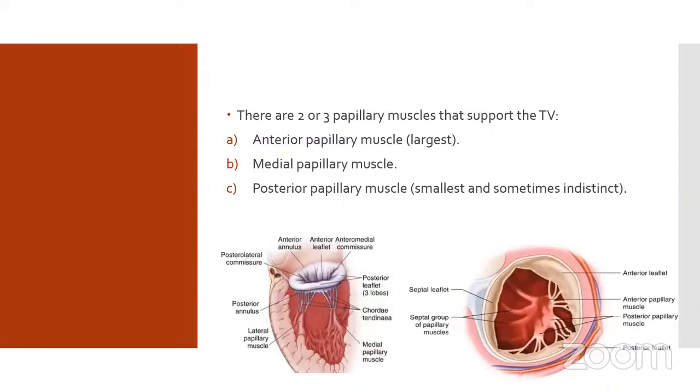There are three papillary muscles that support the tricuspid valve. This is the papillary muscle. The anterior papillary muscle, which is the largest, arises from the moderator band and supports the anterior leaflet of the valve and the zone of opposition between the anterior and posterior leaflet. The medial papillary muscle supports the septal leaflet of the valve and the zone of opposition between the septal and anterior leaflet. And the posterior papillary muscle, which is the smallest, supports the posterior leaflet of the valve and the zone of opposition between the posterior and septal leaflet.